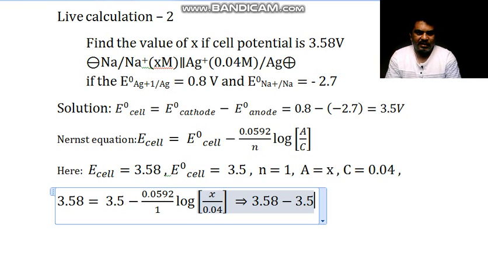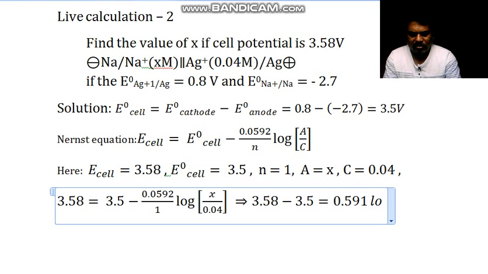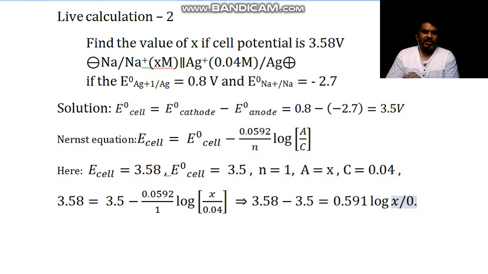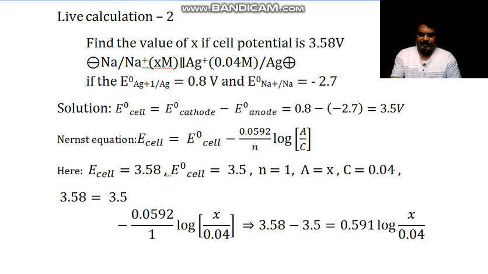Now after here, 0.059 divided by 1, that is only that answer, so it is remaining as it is. And here also log of anode by cathode will remain as it is, so no need to panic for them. They will remain as it is, x by 0.04. So now the calculation we are going to do.